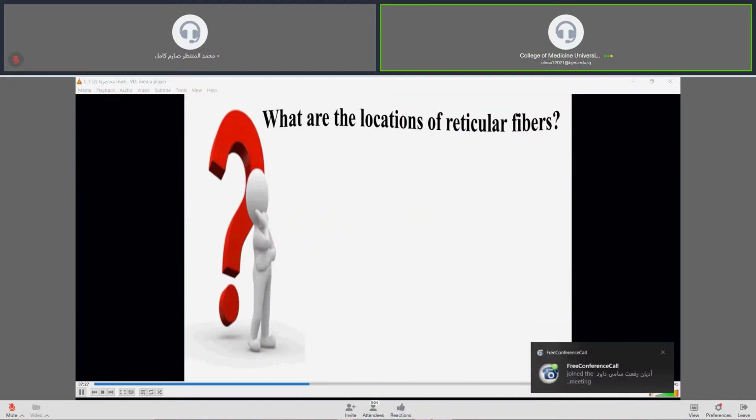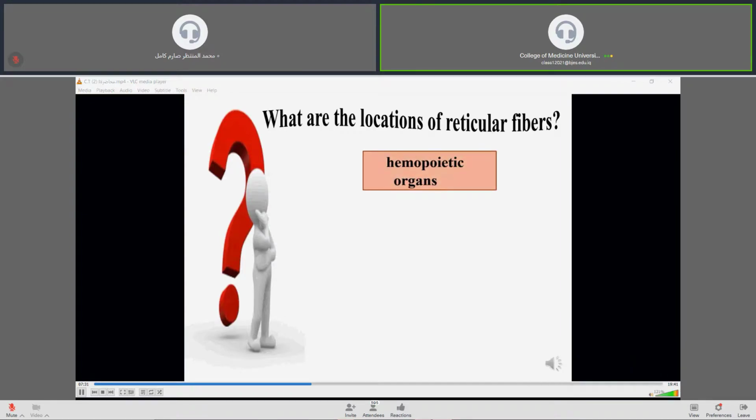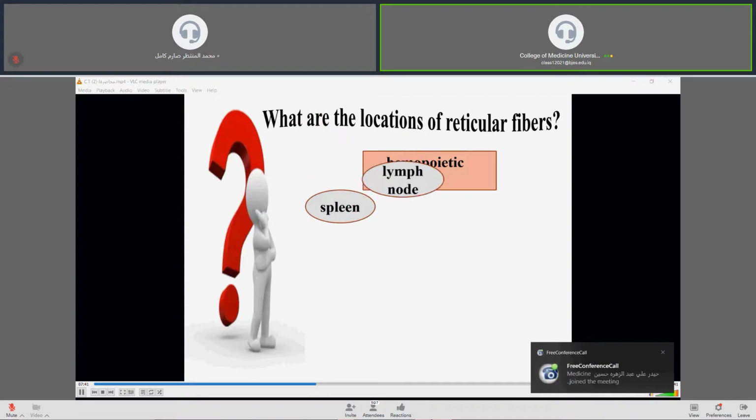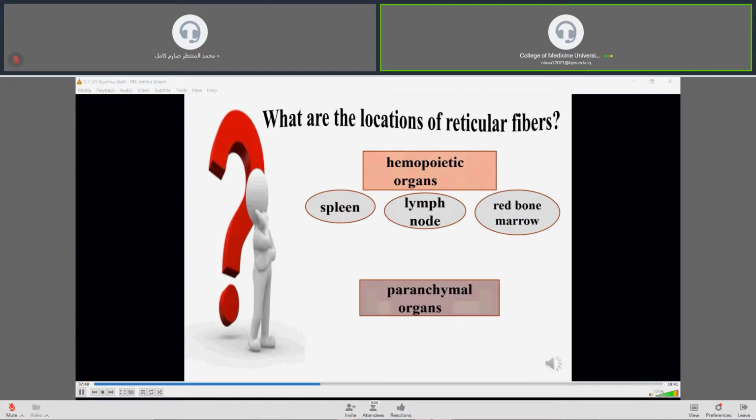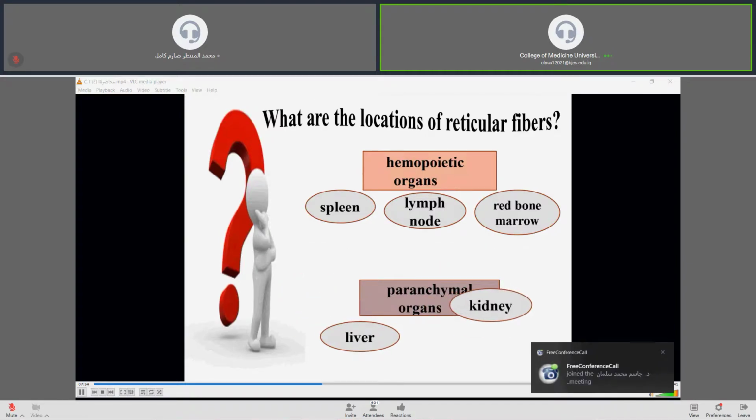What are the locations of reticular fibers? Reticular fibers are particularly abundant in the framework of hematopoietic organs, meaning the organs responsible for blood formation, such as spleen, lymph nodes, and red bone marrow. Also, reticular fibers constitute a network around the cells of parenchymal organs such as liver and kidney.